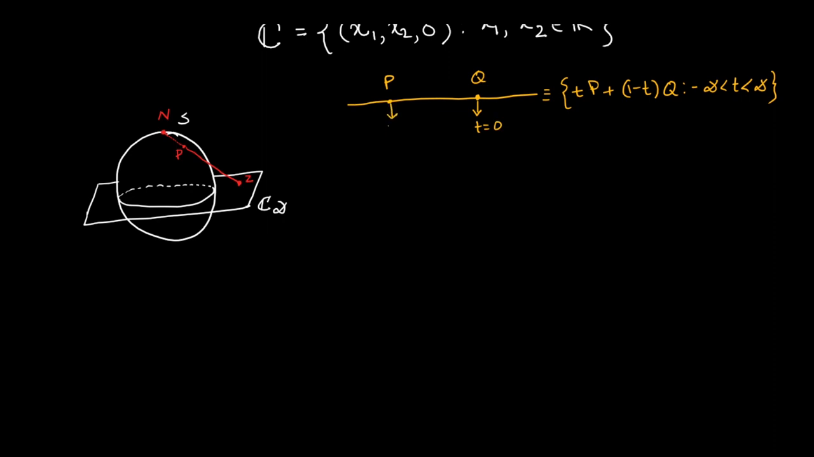When T is 1, you get P. So this is how we define a straight line passing through two points P and Q. Now, by the same logic, the straight line passing through this N and Z. If I name this straight line as L, then the straight line L passing through N and Z can be given as Tn plus 1 minus T into Z.